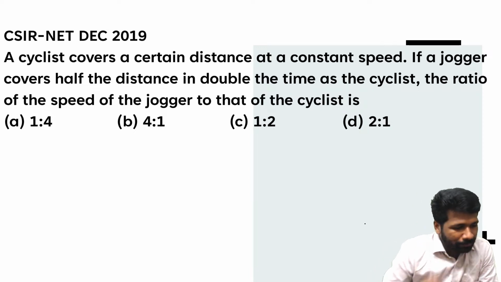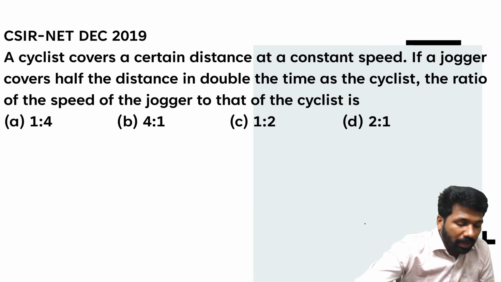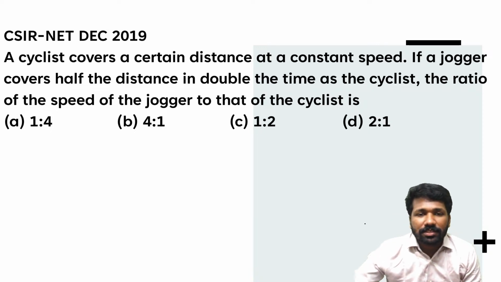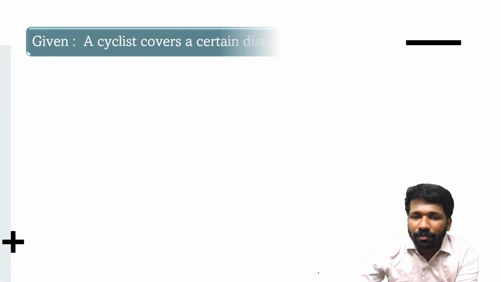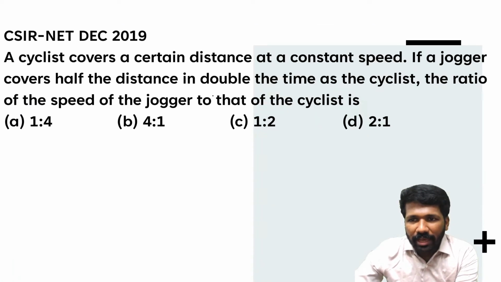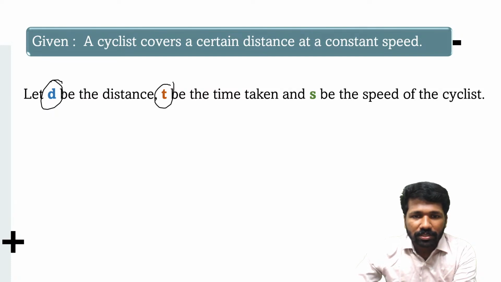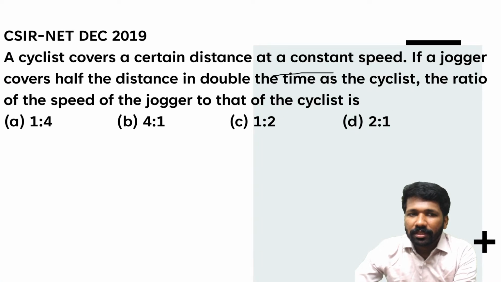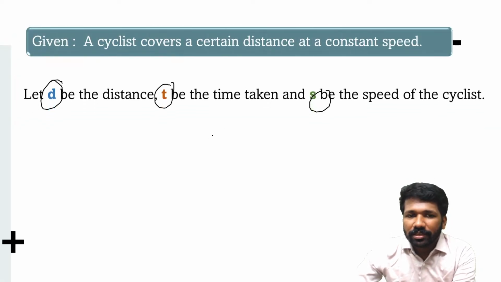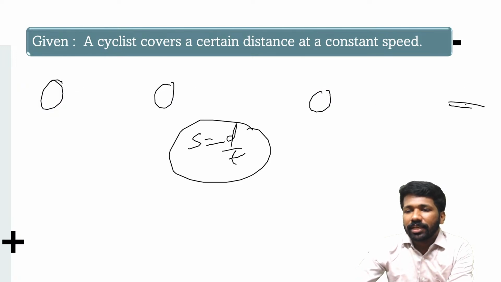Thank you, Omkar. So due to lack of time, I will start explaining. A cyclist covers a certain distance at a constant speed. So one way of doing is, let that certain distance be d. For that it is taking some time and there is a constant speed also. Let t be the time and let s be the speed. From that, what can you say? Speed is equal to distance by time. s is equal to d by t in the case of the cyclist.